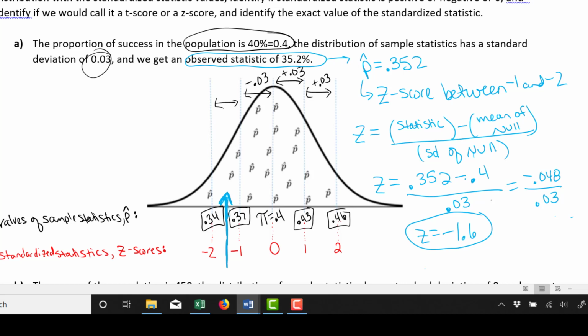Our observed statistic is 1.6 standard deviations below the hypothesized value of the parameter. Notice, that's not unusual. It's not more than 2 standard deviations away. So we would say in this situation, the null is plausible. You can kind of see that in our drawing as well. It's not quite out in the tail. It's not out here beyond 2 standard deviations.